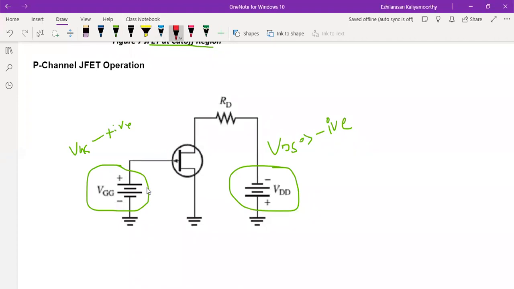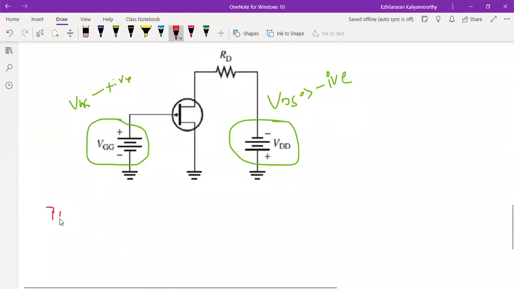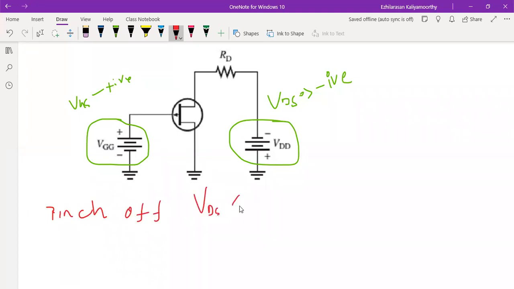The pinch off will occur when VDS should be less than VP, and VGS is non-zero, meaning VGS should be non-zero. That will be your pinch off actually.